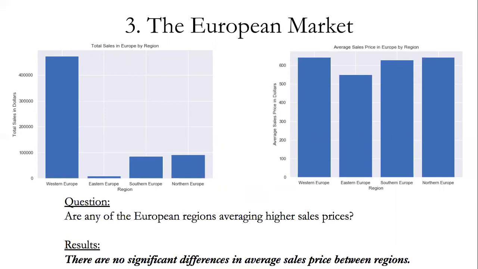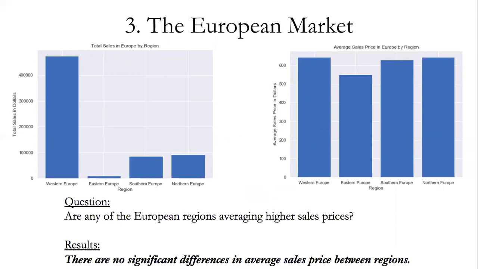However, when you look at the average sales price, the graph on the right, there really is no significant difference in the sales price per order when you break it down into regions. So the average sales price in Northern Europe is pretty much the same average sales price in Western Europe. As far as significance goes, there's no real significant difference there.